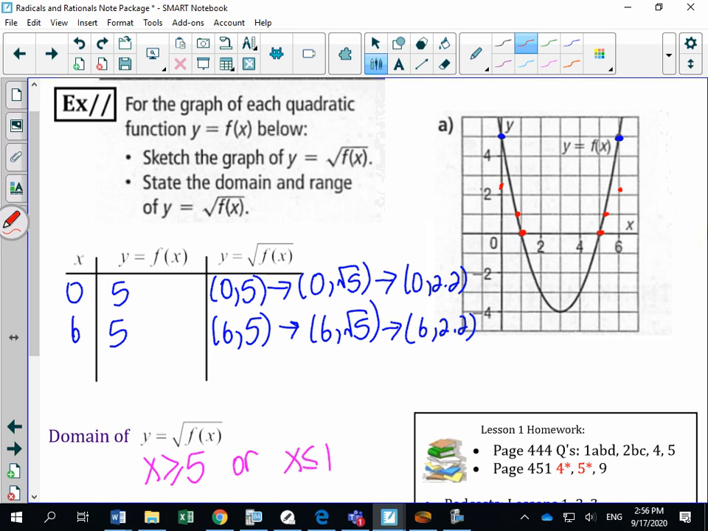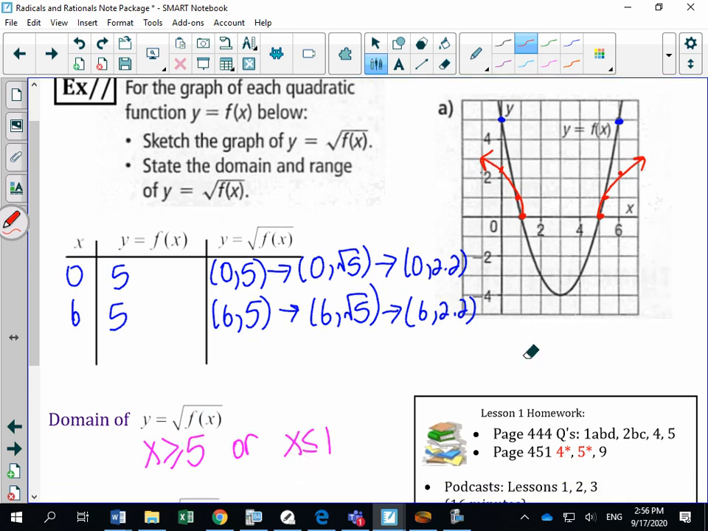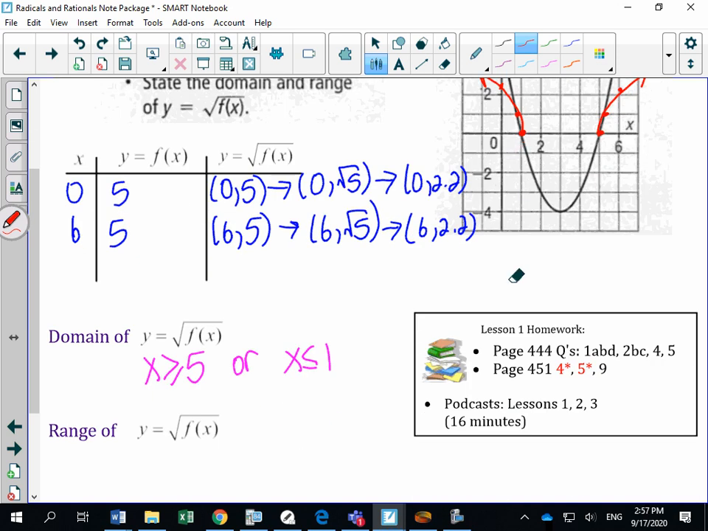So we have two different pieces. One piece of my radical graph is going to look like this, and on the left-hand side, it's going to look like this. Okay, so that is going to be the radical graph of this original function, which is f of x. Let's check our domain. I said that the domain of my radical is going to be greater than or equal to 5, and that would be that piece there, or less than or equal to 1, and that would be that piece there. So that's correct. The range of this radical function is just y is greater than or equal to 0.